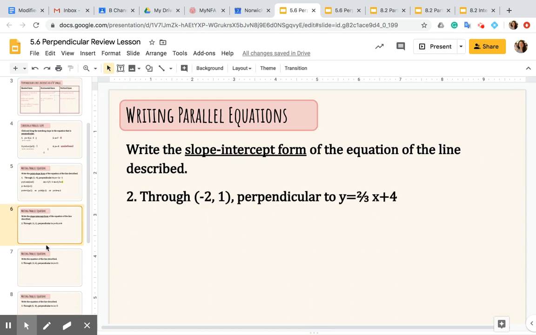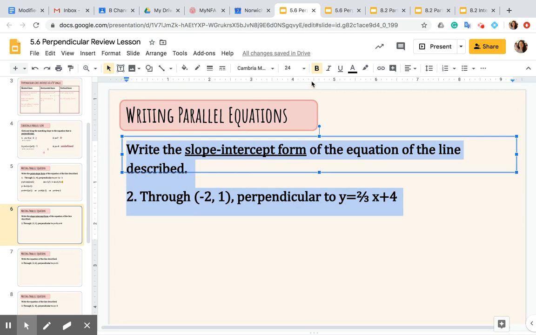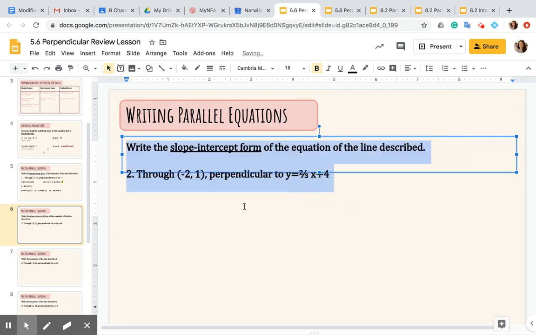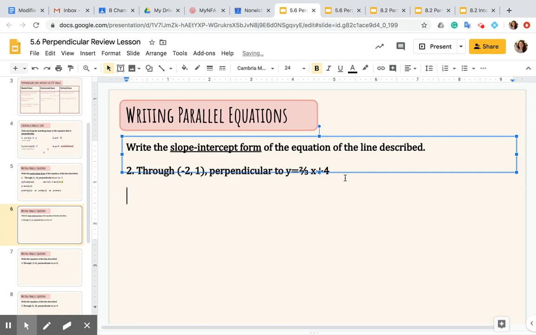All right, let's try another. Write the slope-intercept form of the equation of the line described. And I think I may need a little more space here, so I'm going to make this font a little smaller. All right, well, start with what you know. Slope-intercept form is y equals mx plus b. So I know I need that form for my answer.